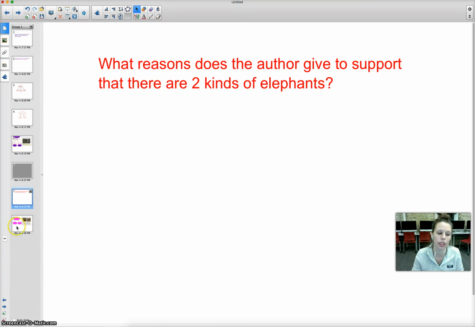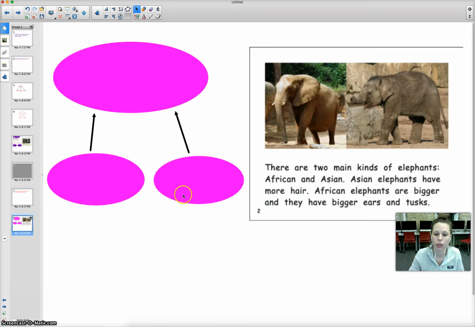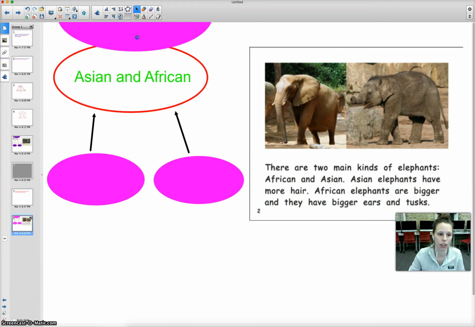I think I remember reading that on page 2. Oh, and here it is. So there are 2 kinds of elephants, African and Asian. Asian elephants have more hair. African elephants are bigger, and they have bigger ears and tusks. Okay, so there it is. I found my main point, which was Asian and African elephants. African and Asian. Okay.